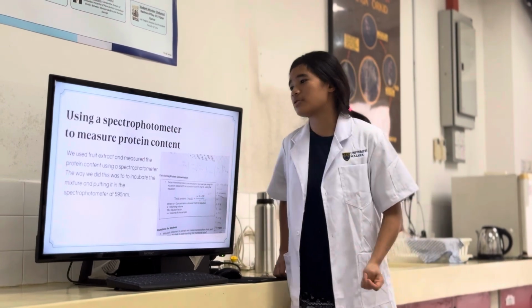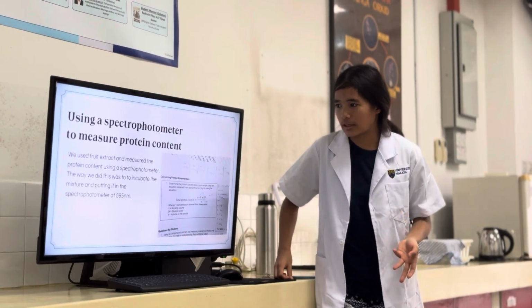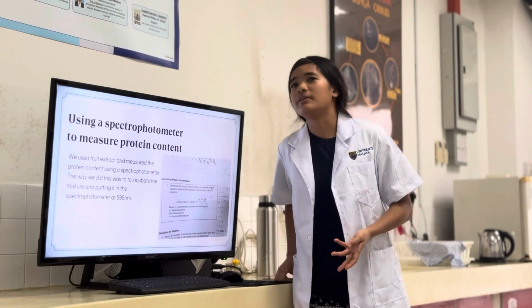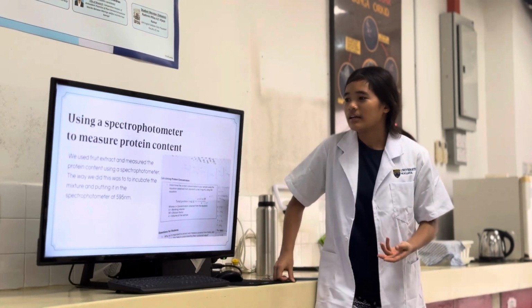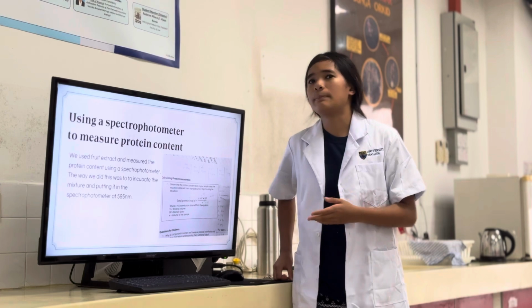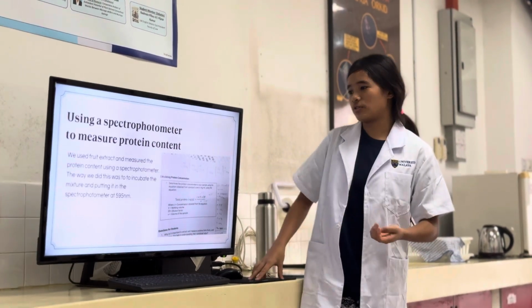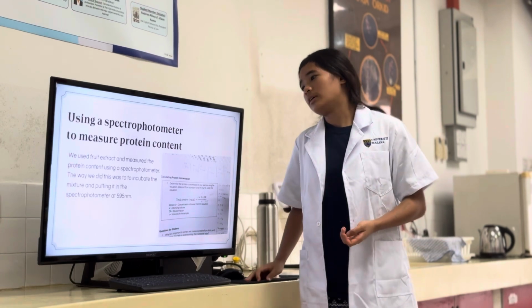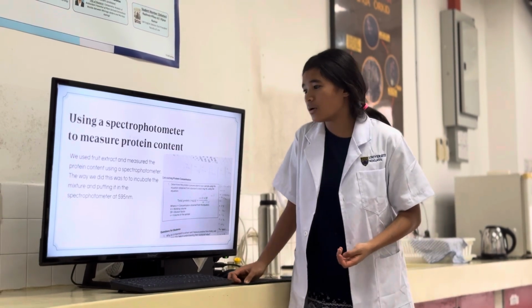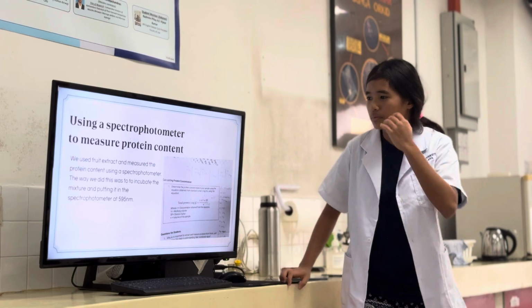Basically, we used the fruit extract, and we put the dye inside, and we did a lot of centrifuging. Then we put this inside glass tubes and put it in a spectrophotometer, which will measure the total protein content. So basically we did this.